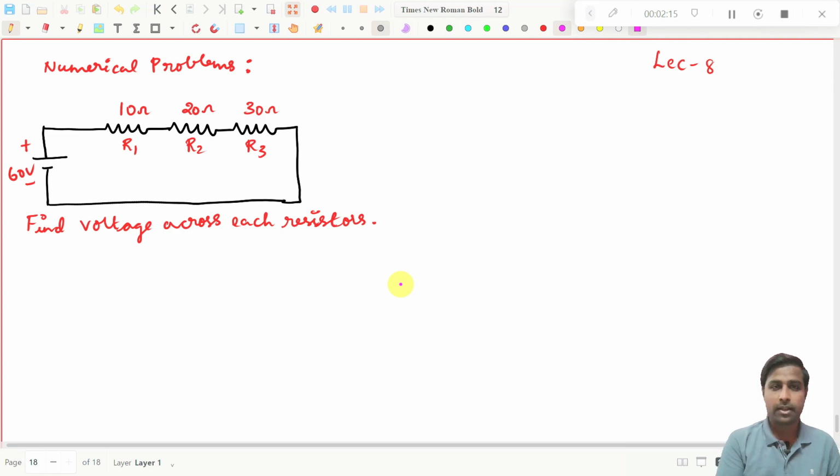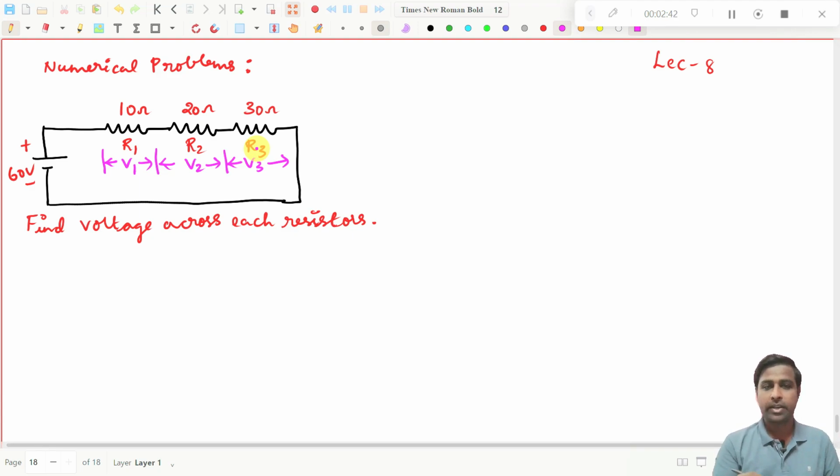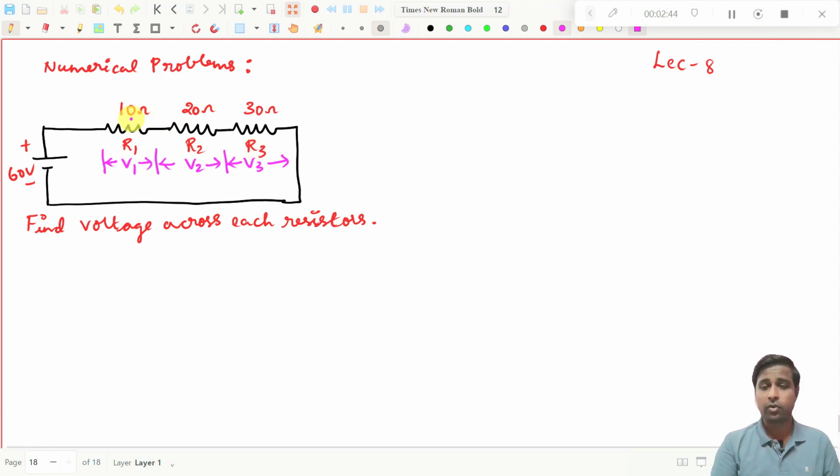Let us assume the voltage across this resistor is V1, across this resistor is V2, and across this resistor is V3, right? We have assumed them. They have not given them, but they have asked you to find the voltage across each resistor. And we know the formula, right? What is the formula to find the voltage across a resistor in a series circuit by the voltage division rule? Try to understand one thing.